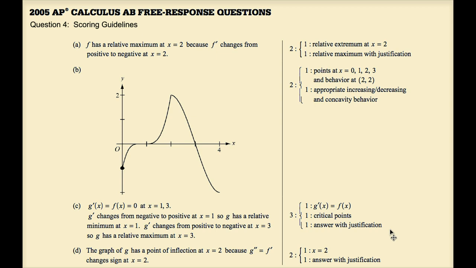3 points were possible for letter C, one for g prime of x equals f of x, one for critical points, and one for your answer with justification. And 2 points were possible for letter D, one for x equals 2, and another for the answer with justification.